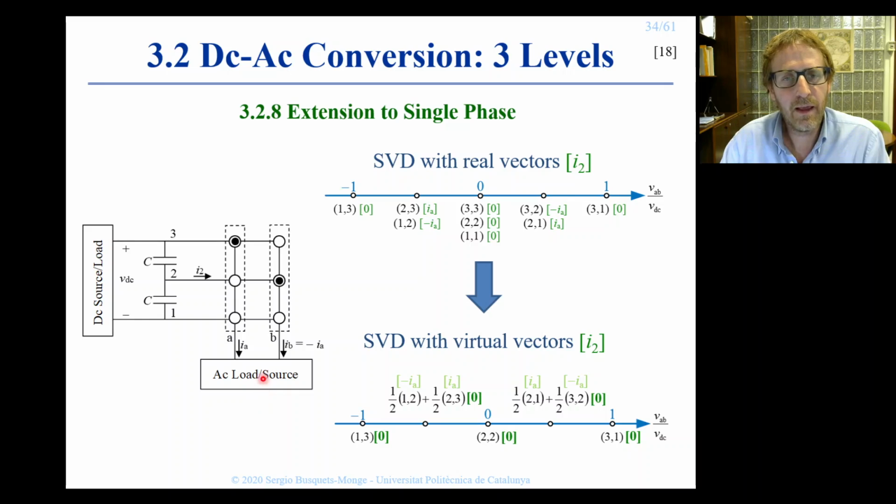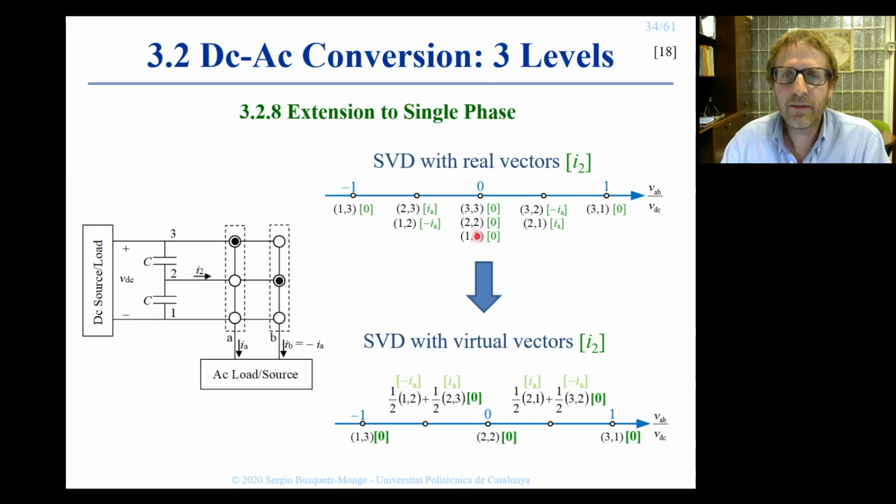The single phase case is represented here with a converter using two legs, so that we are forcing voltage VAB across the single phase load or source. This case has a space vector diagram that can be represented in a single line corresponding to the differential voltage divided by VDC. This will be the normalized differential voltage. Since we have two legs, we have 3 times 3, 9 converter switching states, which define a total of 5 vectors in the space vector diagram.